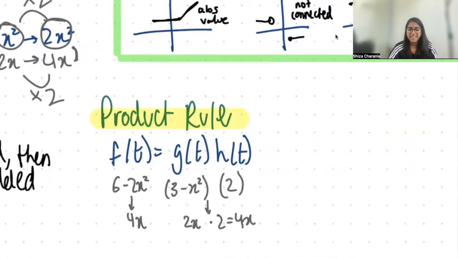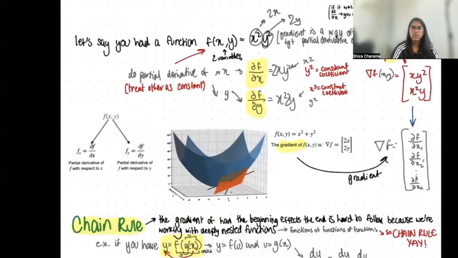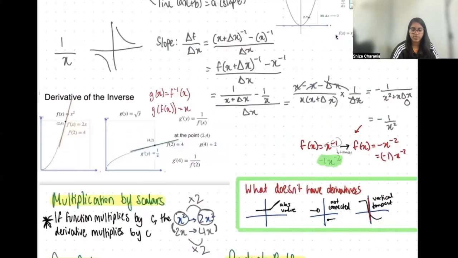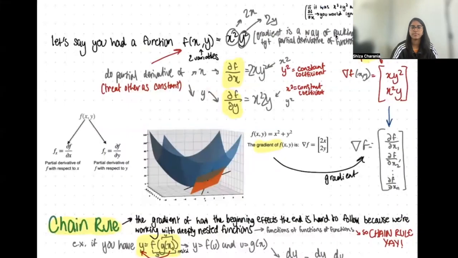And then the product rule is quite similar as well, where if you have some sort of function here, I don't know, wait a second, what did I do here? 2x times 2, 4x. Oh, okay, then this is not too relevant. Anyways, it's quite similar to the sum rule. So if functions can be multiplied, then the derivatives can also be multiplied.